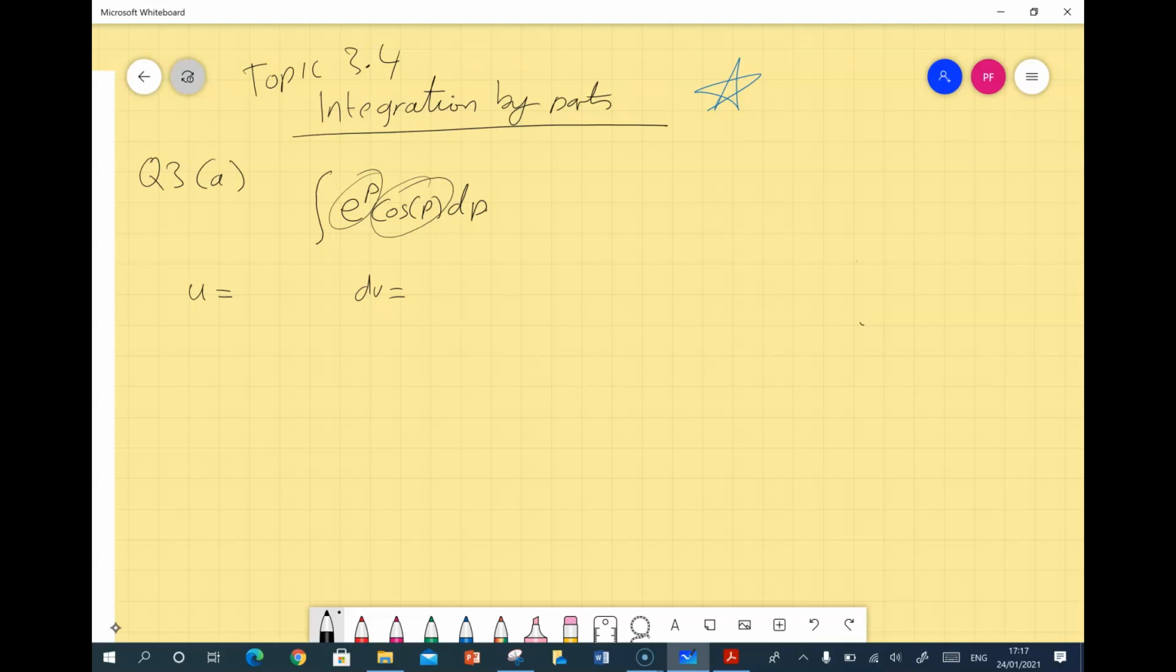We'll just pick u equals e to the power of p and dv equals cosine of p, and we'll see how this works out. Same steps. So du dp in this case, the derivative of e to the power of p is e to the power of p, and the integral of dv, or the integral of cos, is sine of p. So v is equal to sine of p. So what we're going to do is apply our formula. The integral of u dv equals uv minus the integral of v du.